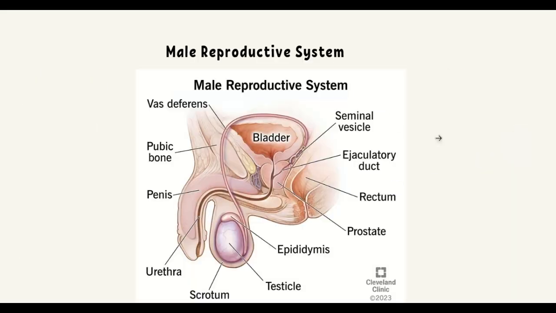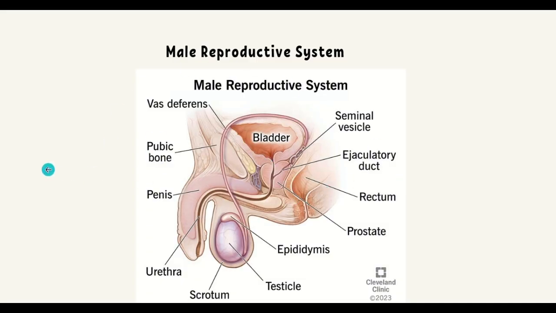Okay, so basically this is the male reproductive system now. Just look at it. This tube right here is called the vas deferens. You have the pubic bone, which is not really too relevant. Then you have the penis, the urethra here, the scrotum, the testicle, epididymis, the prostate, rectum, and then the ejaculatory duct. So basically, this is the male reproductive system.